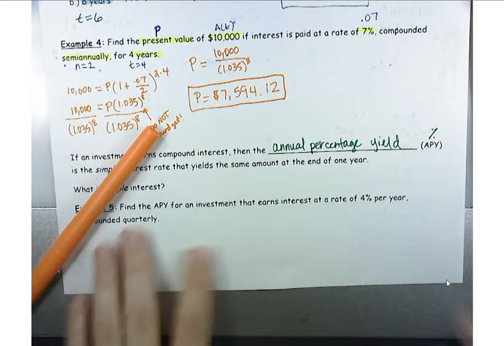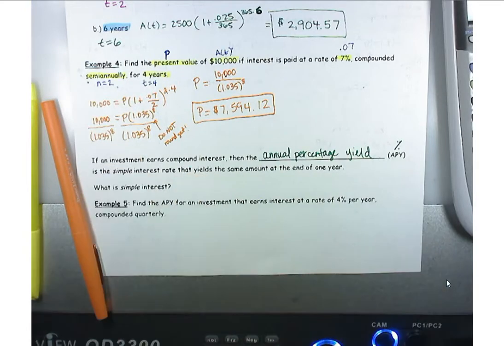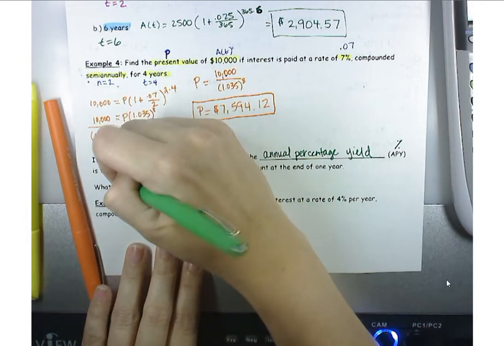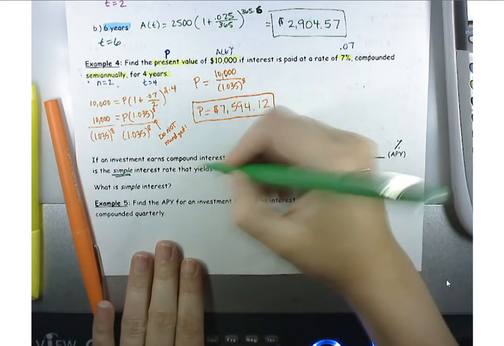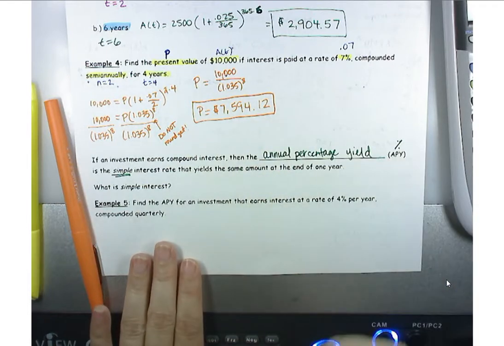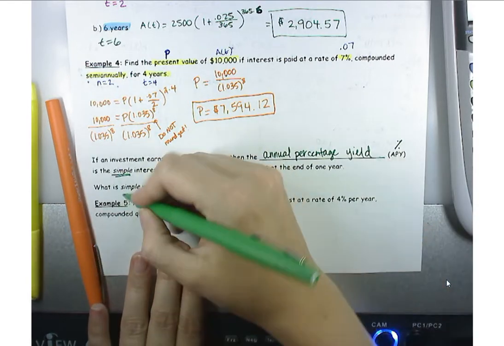Okay, so what's happening is you earn a certain percentage, but each time you compound the interest, that percentage is applied. So at the end of the year, you don't get just 7% on all your money. It depends on how much it's compounded, but you actually get a little bit more than the advertised rate, unless of course it's annually, because then it would just be one time per year. So to find the APY, you have to find the simple interest rate that yields the same amount at the end of 1 year. So what is simple interest?